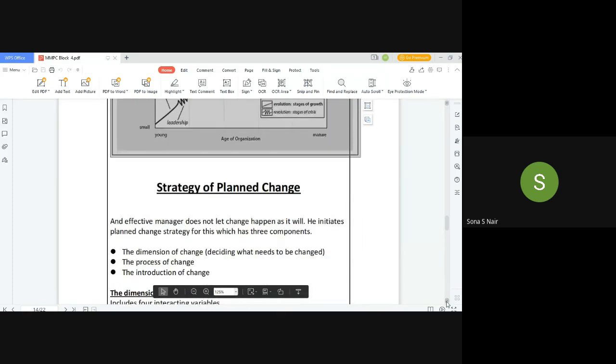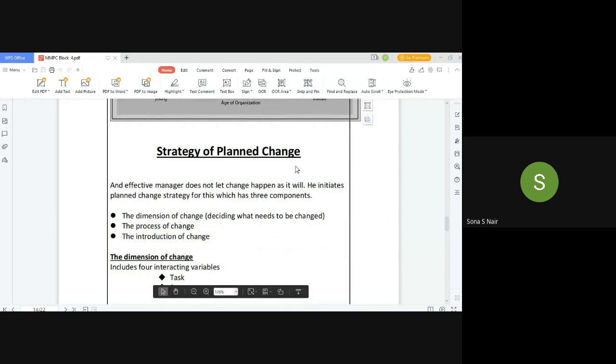So, what does the manager do to bring about a planned change? What are the two factors on the basis of which change is required? We discussed it in the initial part, that there are outside changes, certain circumstances which force us to change. And because of the growth of the organization also, we have to change. So there are two conditions because of which change becomes imperative.